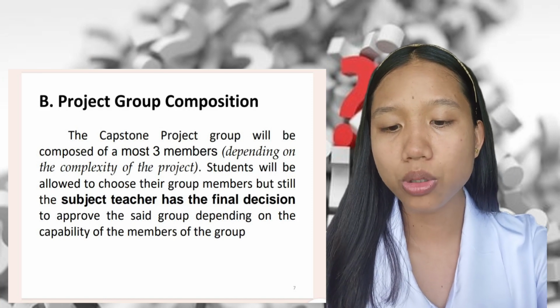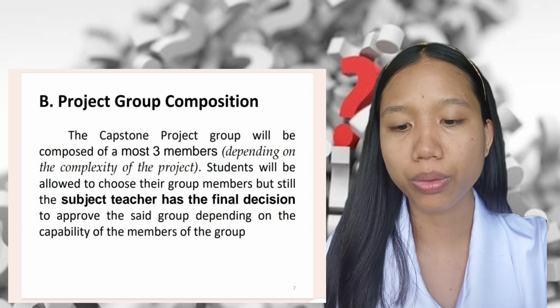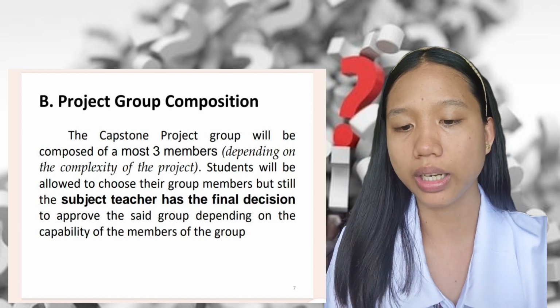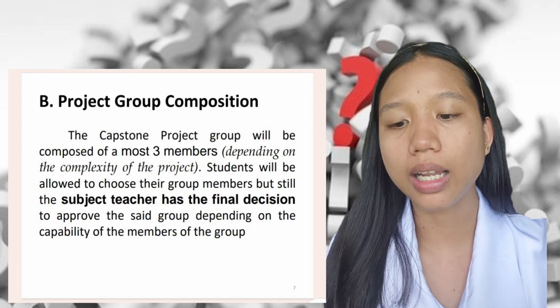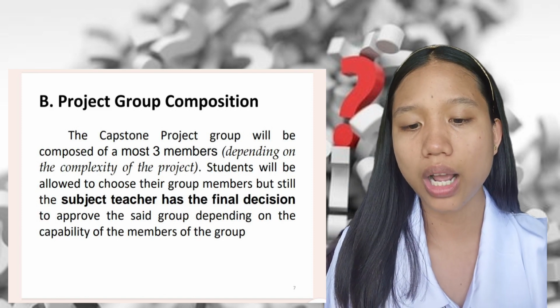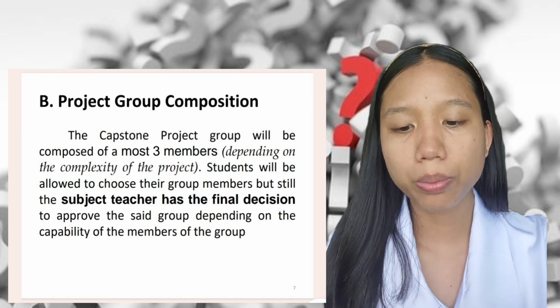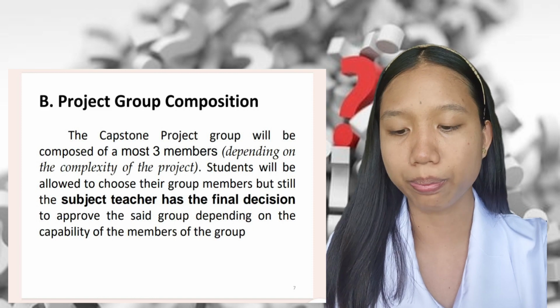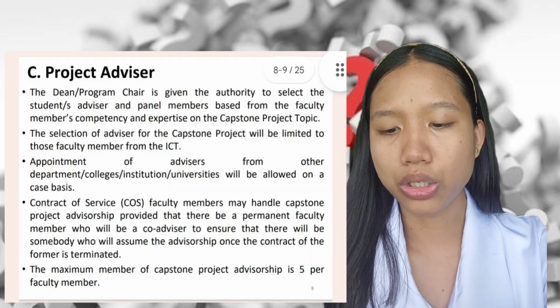The capstone project group will be composed of at most 3 members depending on the complexity of the project. The students will be allowed to choose their group members, but still, the subject teacher has the final decision to approve the said group depending on the capability of the members of the group. C is the project advisor.